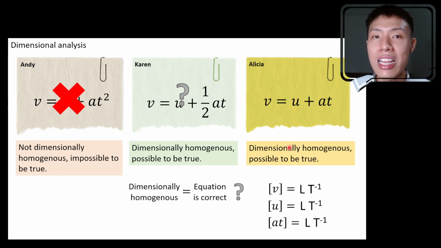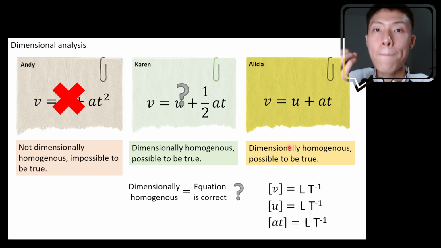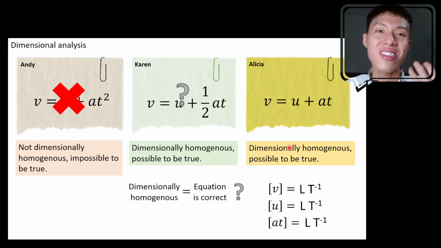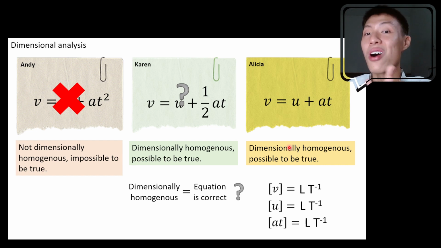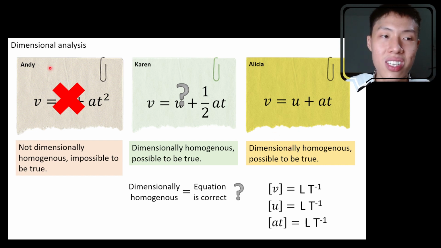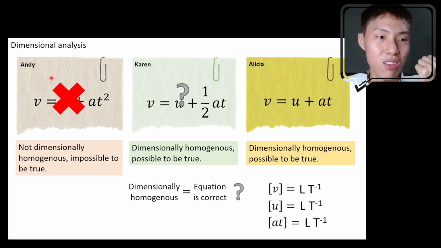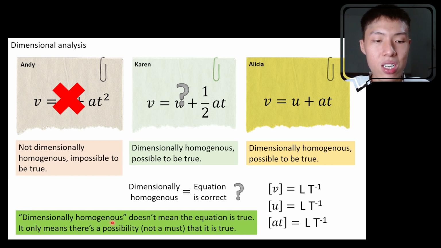That's the limitation of dimensional analysis. Dimensional analysis allows you to check whether the equation is possible to be true or not. But it doesn't really tell you whether the equation is true or not. In this case, it is still a mystery whether Karen's equation is correct or Alicia's equation is correct. But for sure, you know that Andy's equation here is incorrect. That's the usefulness of dimensional analysis. Okay, so I'd like to sum up in this sentence. Dimensionally homogeneous doesn't mean the equation is true. It only means that there's a possibility that it is true. It's not a must to be true.